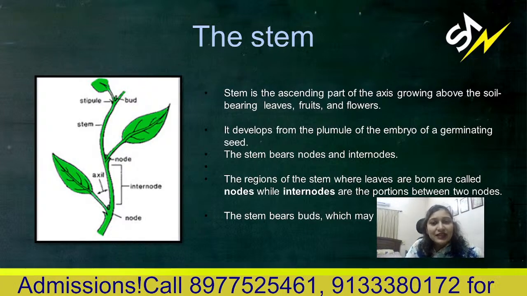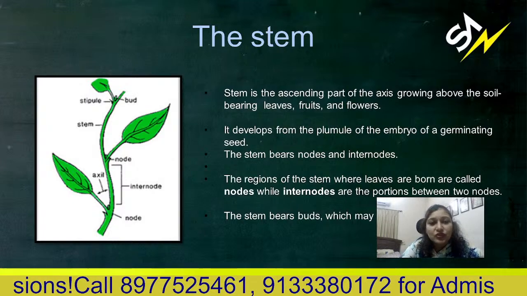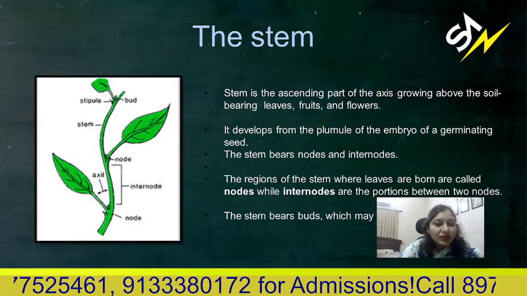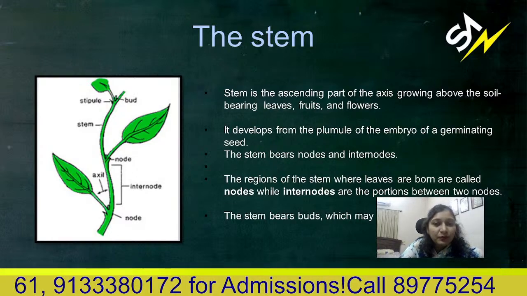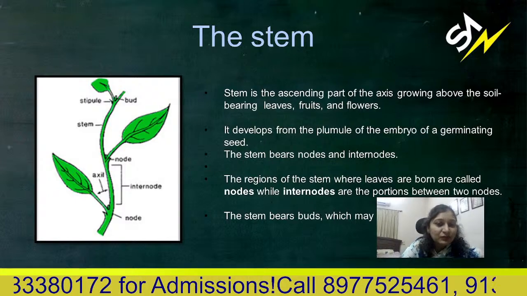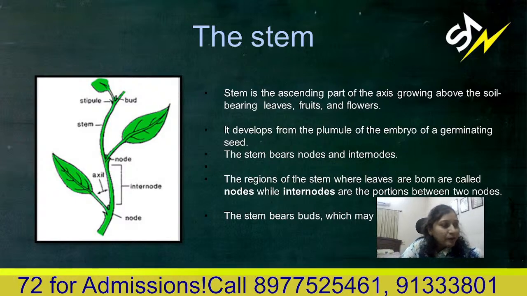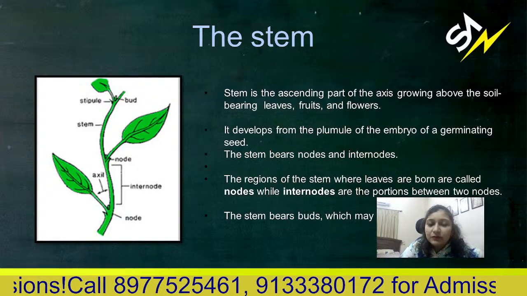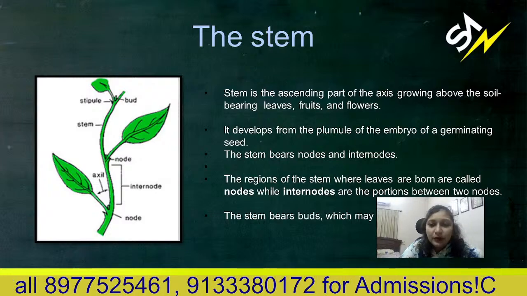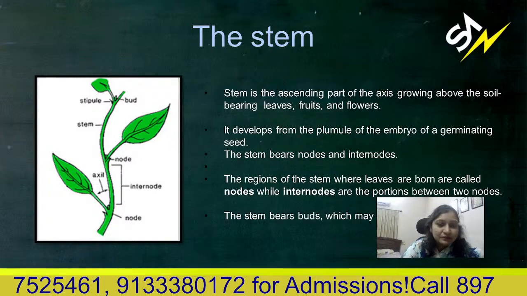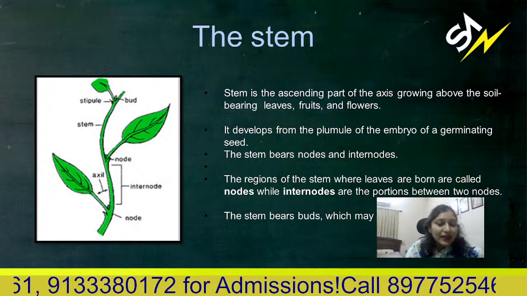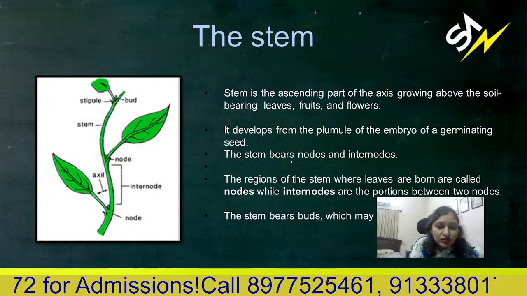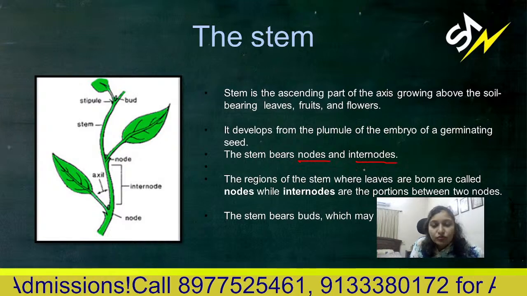Now stem: it is the ascending part of the axis growing above the soil, bearing leaves, fruits and flowers. Okay, a question we can ask: write or select from the options which is the part of the plant that bears all other parts like leaves, fruits and flowers. In that you need to select the stem. It develops from the plumule of the embryo of the germinating seed. The stem bears nodes and internodes. Mark this point, guys: this is why they differ from roots.